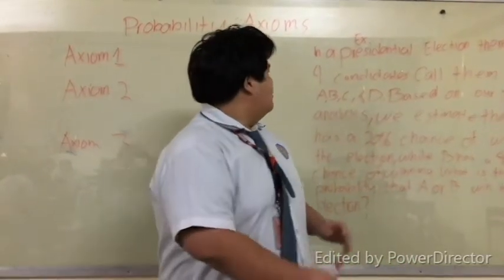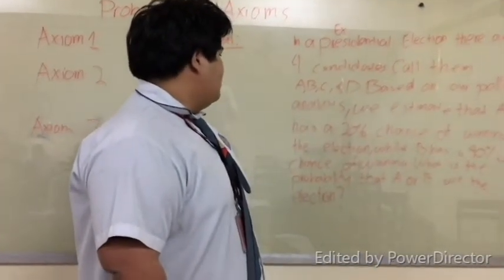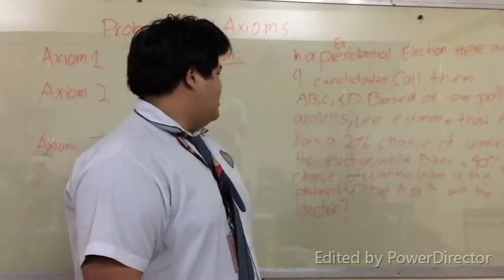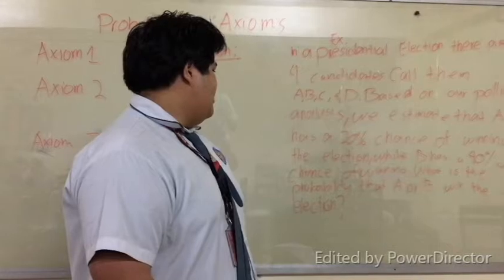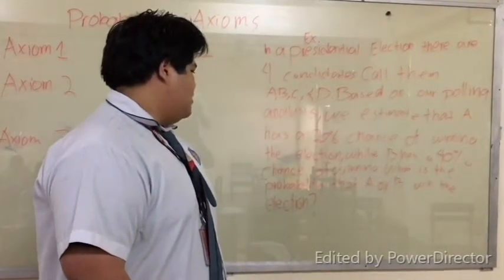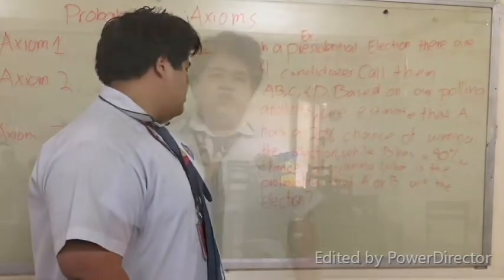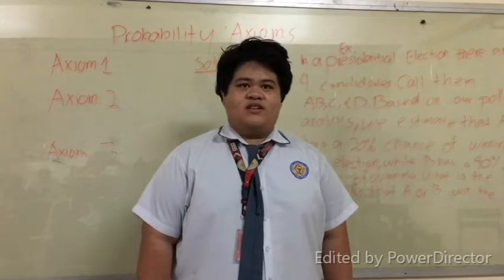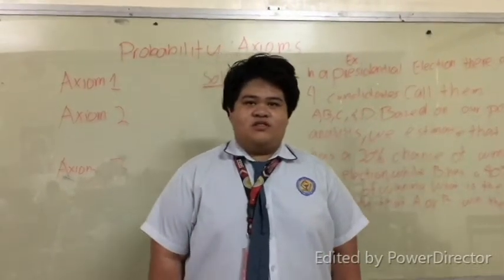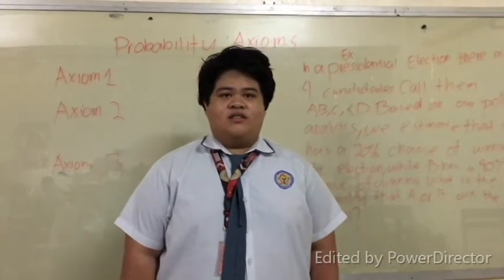So for example, in a presidential election, there are 4 candidates. We call them A, B, C, and D. Based on our polling analysis, we estimate that A has a 20% chance of winning the election, while B has a 40% chance of winning. What is the probability that A or B wins? Notice that the events that A wins, B wins, C wins, and D wins are disjoint, since more than one of them cannot occur at the same time.